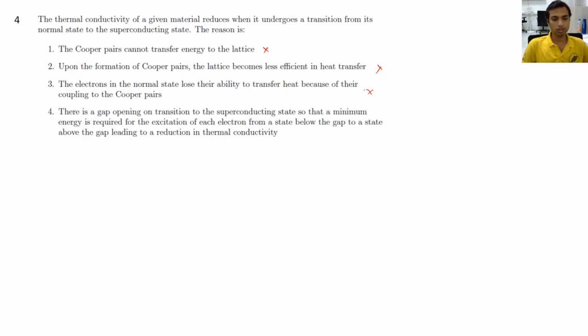So the correct answer is that there is a gap opening on the transition to the superconducting state, so that there is a minimum energy required for the excitation of each electron from a state below the gap to a state above the gap, leading to a reduction in thermal conductivity. So what happens is, for thermal conductivity you need a certain amount of electrons.